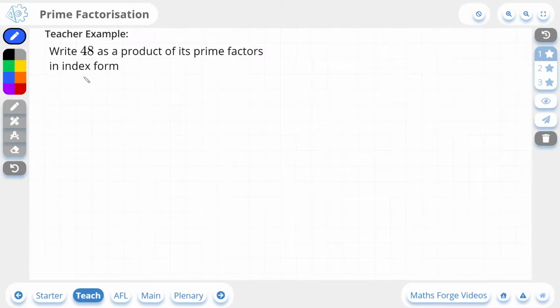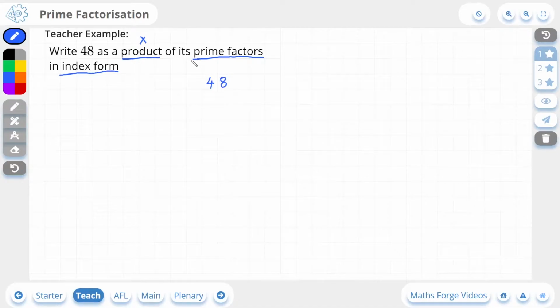In today's lesson, we're going to be doing prime factorization. So let's take a look at the first example. We're being asked to write 48 as a product, so this means multiplication, as a product of its prime factors in index form. So we'll break this down bit by bit, and I'll show you how to actually approach the question. So the first thing that you do is you write down the number 48.